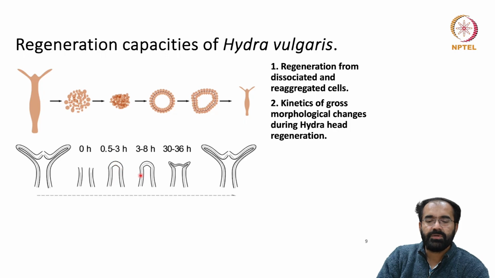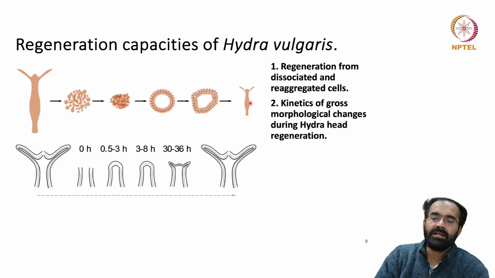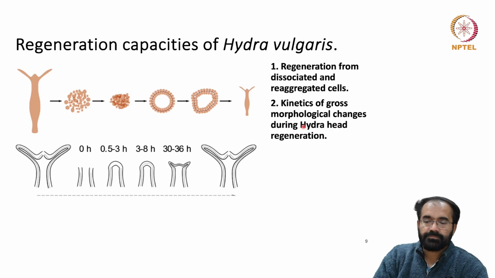Like here, there is no continuity. Here, the continuity of mesoglea or mesoderm is established. And by around 30 to 36 hours, it will start developing the tentacles slowly. And later, it gives rise to a head, a proper head with a hypostome that is being formed. And this is the normal method. Roughly around 1.5 days, the new miniature Hydra is formed from a mass of cells. So regeneration from dissociated and reaggregated cells is shown in the top panel, and the bottom panel is the kinetics of growth and morphological changes during Hydra's head regeneration.